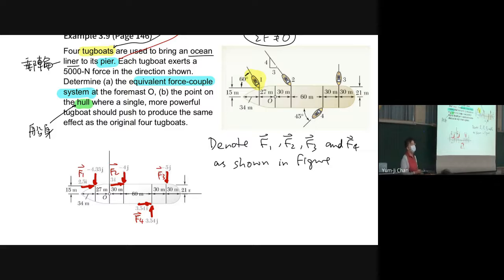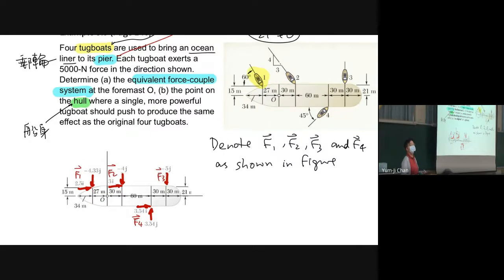Is there anything you cannot see clearly? Should I explain anything on the screen? This bit. Should I? Then I think let me move on.